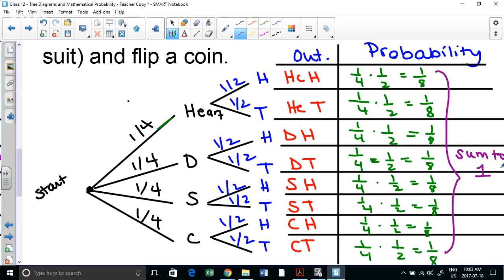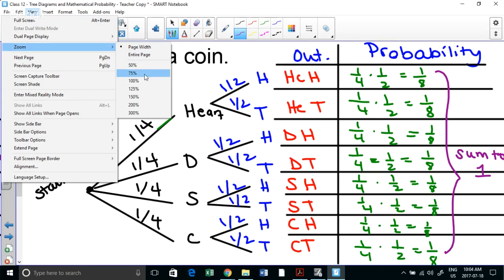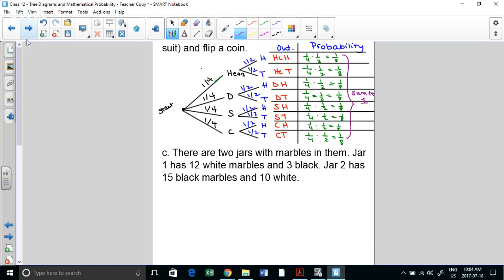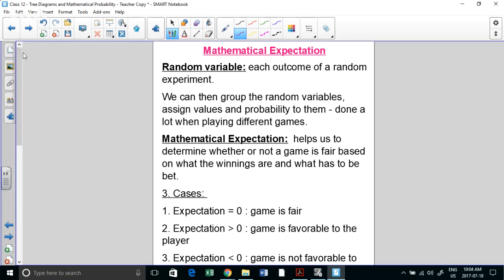So you may have to use that as a tool. You may not, but you may. So what are we going to be doing next? What we are about to cover, like I said, is what is likely to come up as a Part C question. So a random variable, just for terminology's sake, is each outcome of a random experiment.